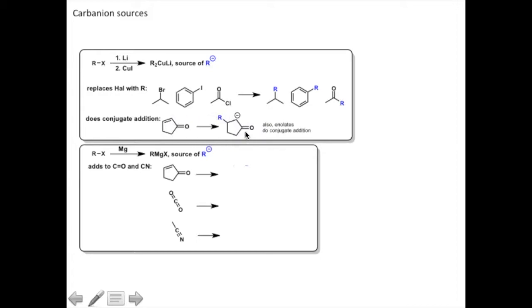By the way, this Michael addition process, not just Gilman reagents do it, but a lot of other stabilized anions do a similar process. In fact, when you see an enone, try not to forget about this useful process. Grignards are a lot more straightforward. When they see a carbonyl or nitrile, Grignard loves carbonyls and it nucleophilically adds to it.